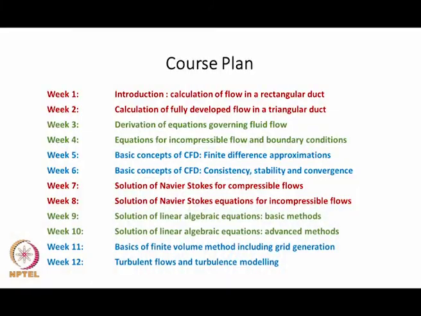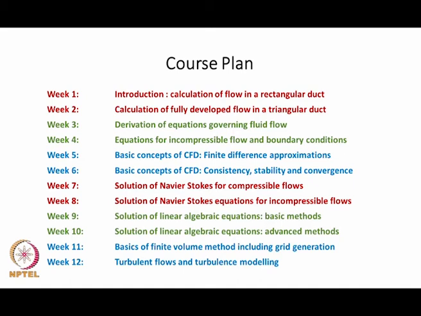This is not usually done in the first course of fluid mechanics. So, I am going to derive them so that we have a good understanding of what the equations are and how they come about and what is the basis for the CFD. And after that we are going to go into the third module, in which we are going to bring in the basic concepts of CFD, which will help us solve these partial differential equations.